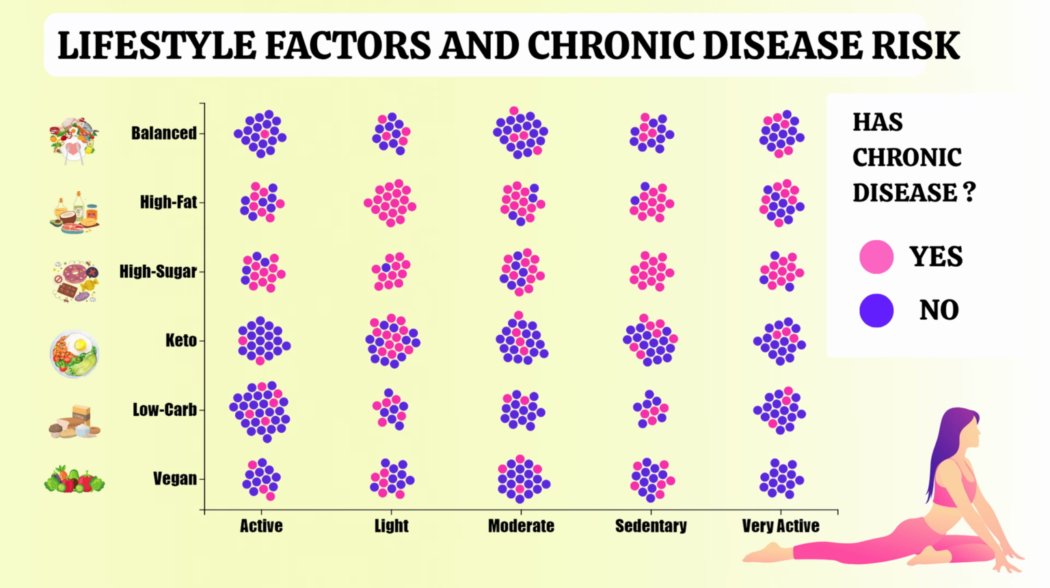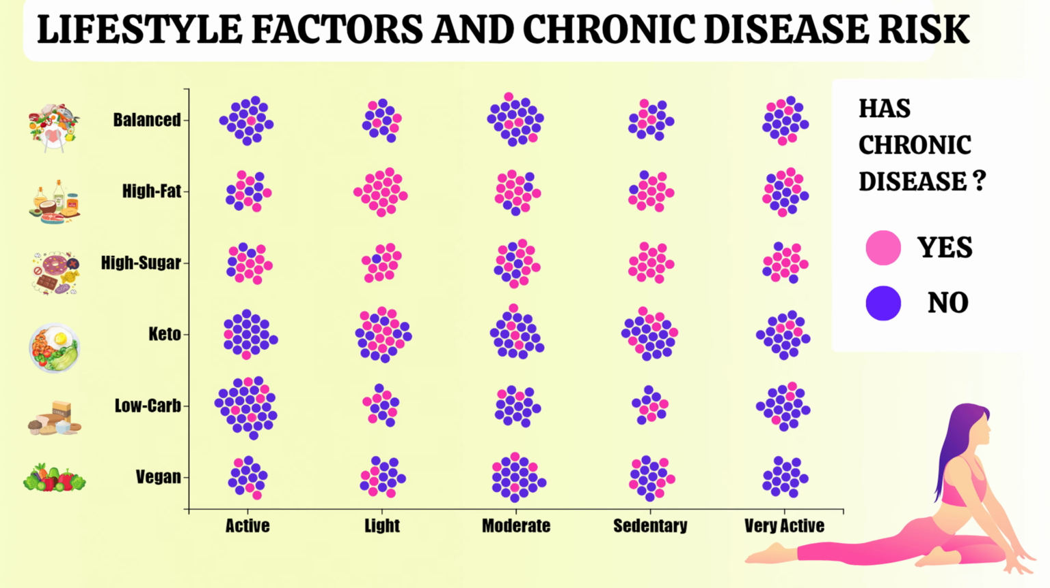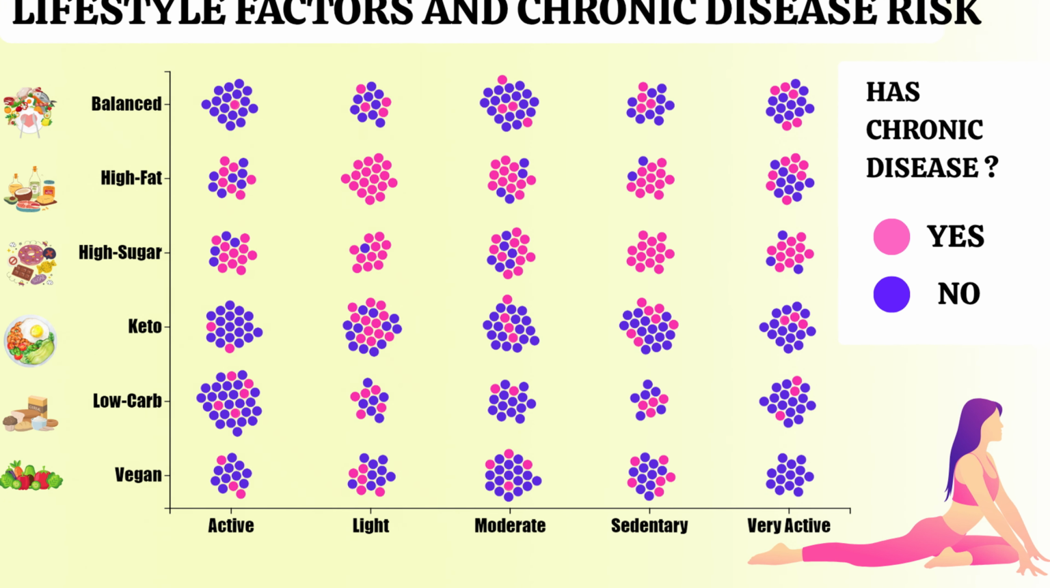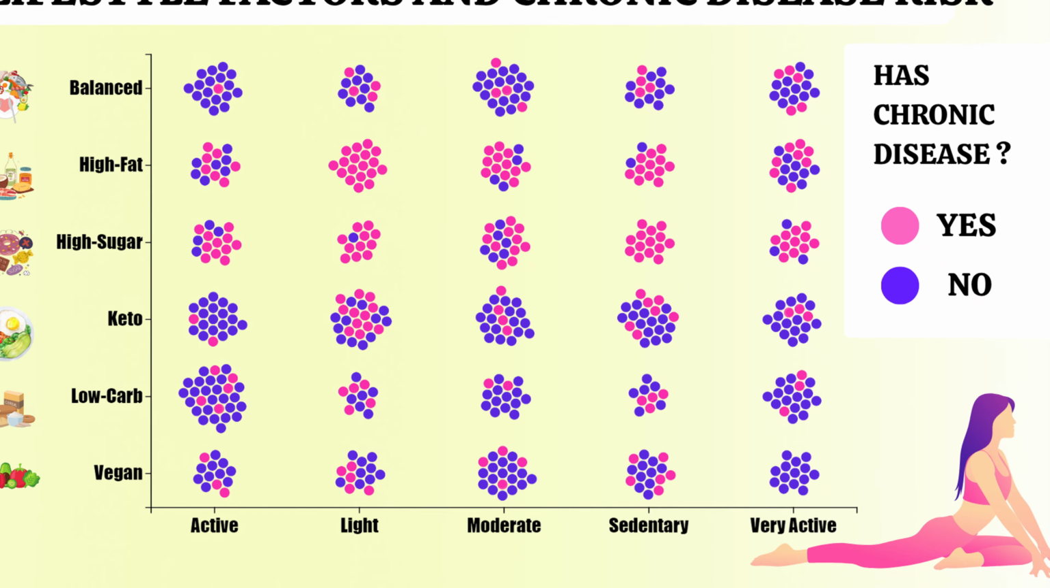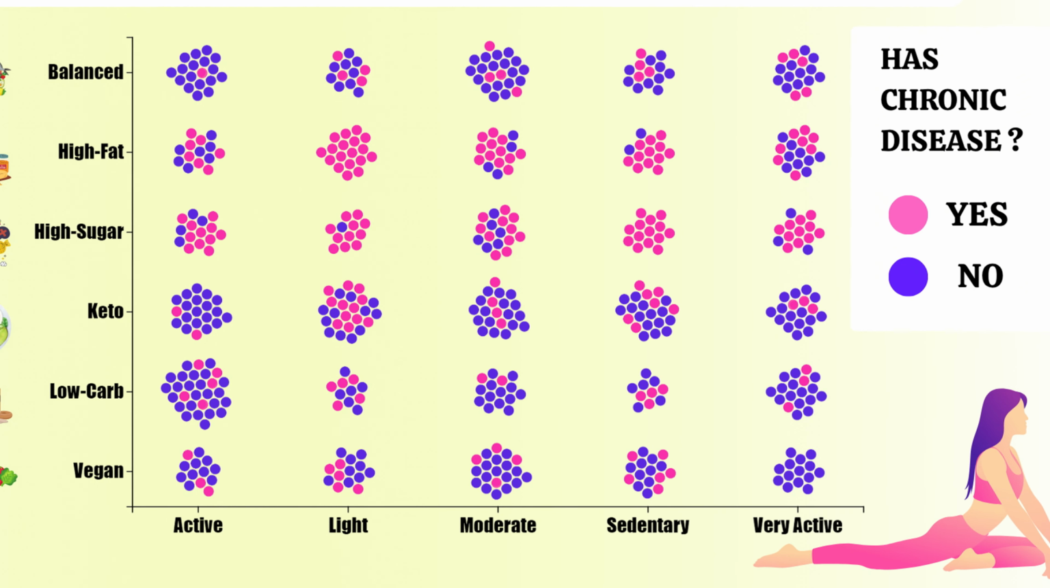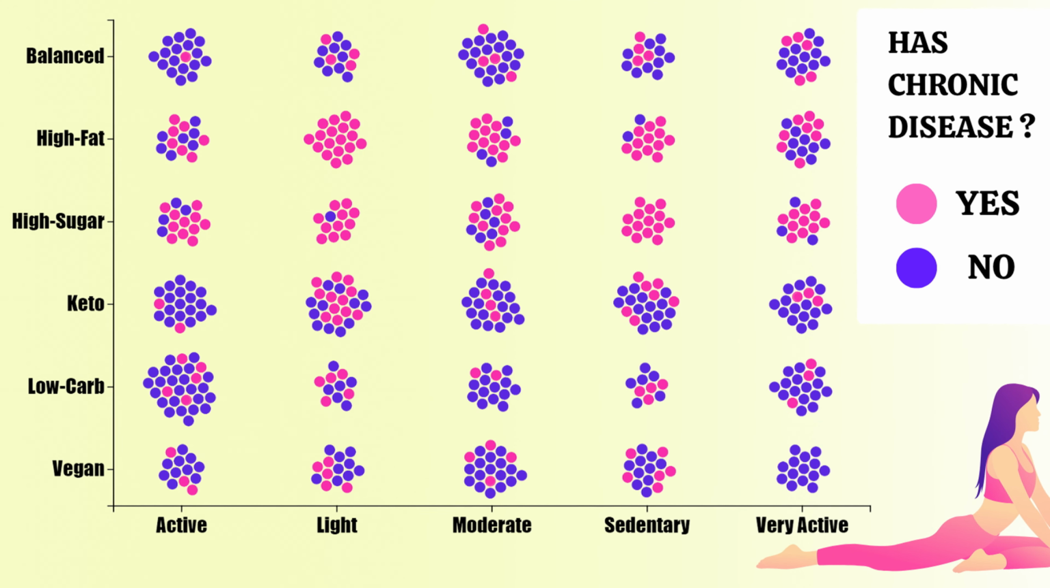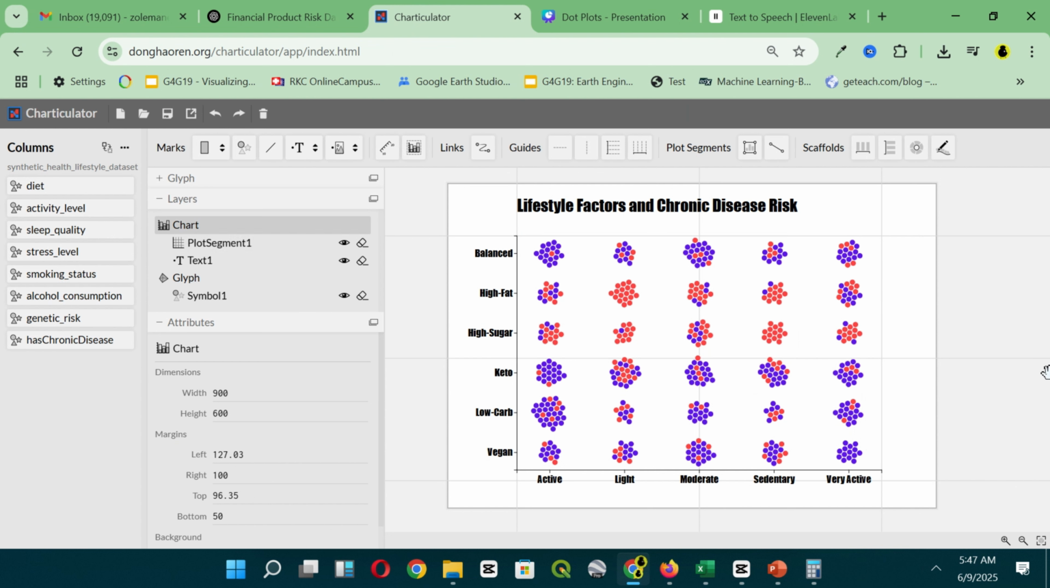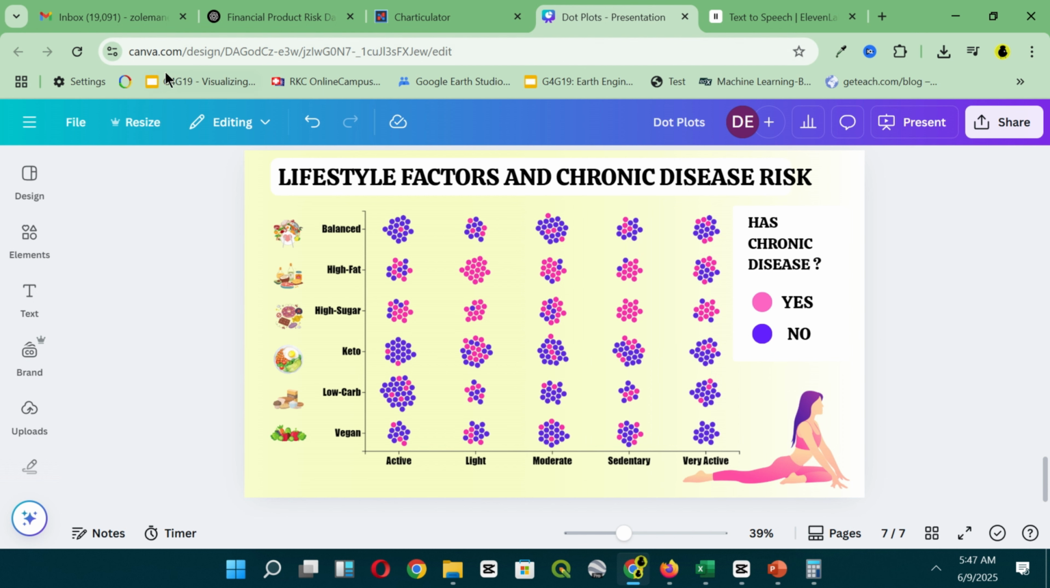Today, we'll be designing this beautiful infographic together step by step and from scratch. It illustrates the relationship between lifestyle factors, like diet and physical activity, and chronic health conditions using dot plot style visuals. We'll be using Charticulator, a free and powerful tool to create clustered dot plots, and Canva, which offers a wide range of design elements, to craft the overall layout and information design. Alright, if you're ready, let's jump right in.